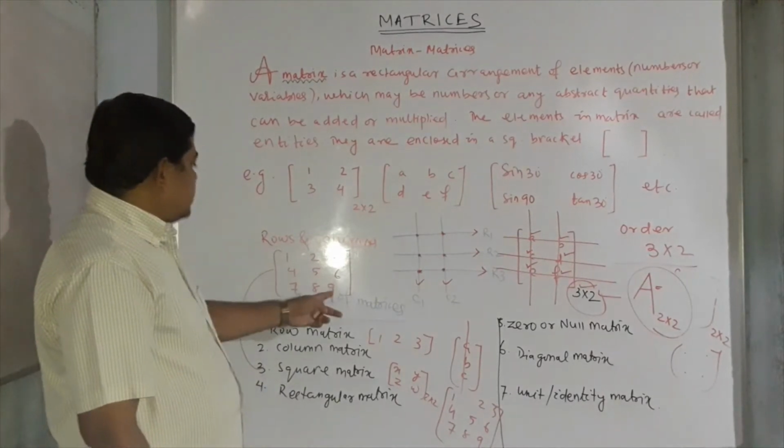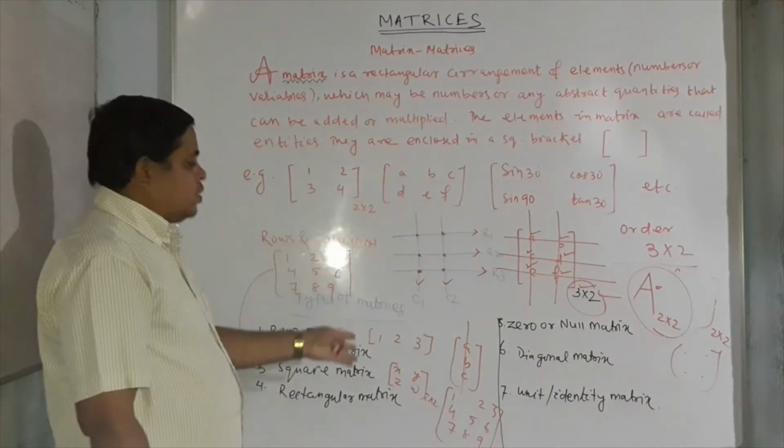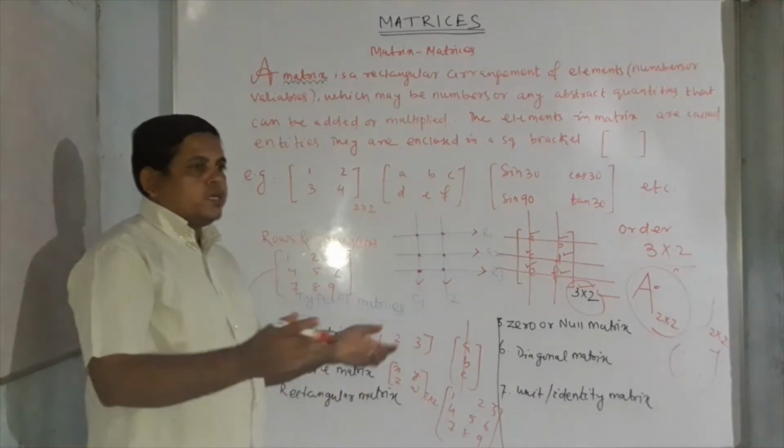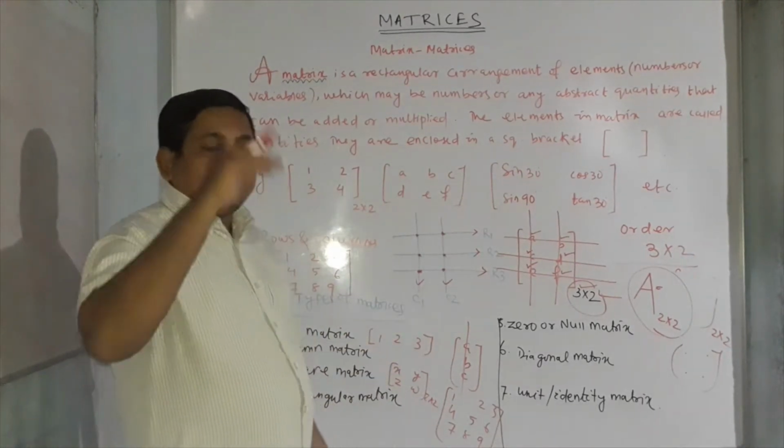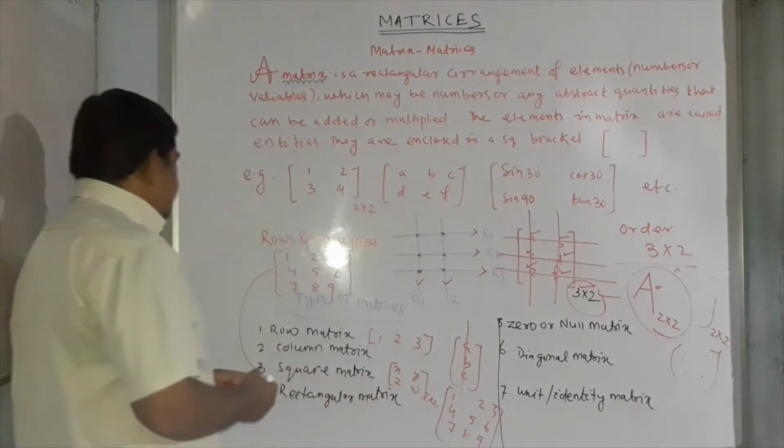Okay. What is the order of this square matrix? Now 3 rows here, 3 columns here. 3 by 3, 4 by 4, 2 by 2, even 1 by 1, 5 by 5, all are square matrices.